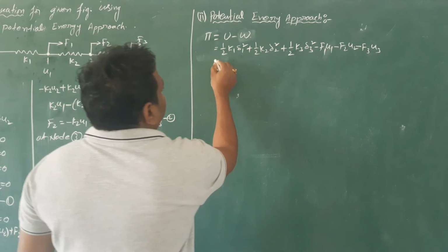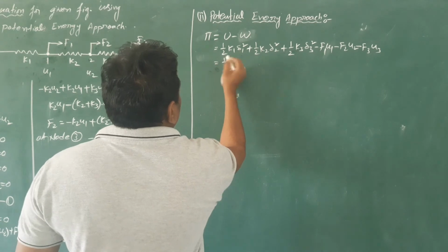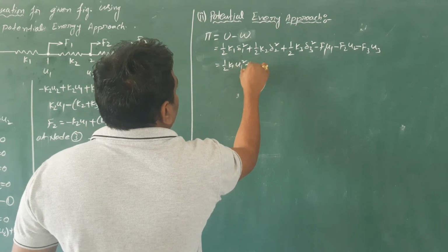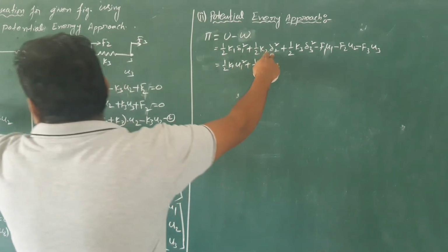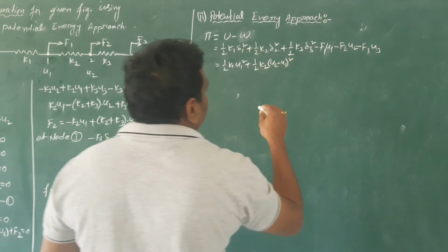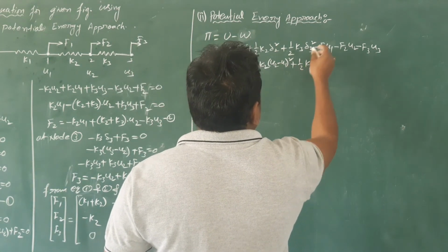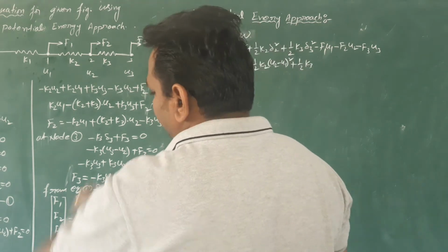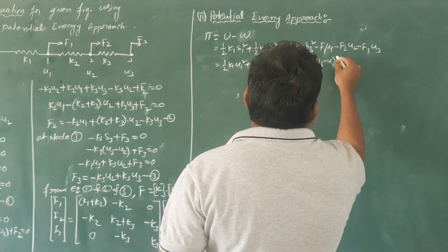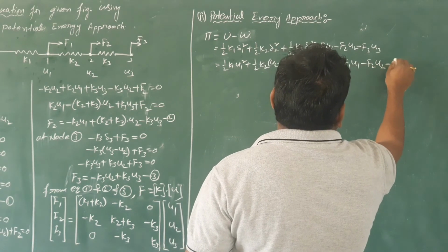So finally we got this equation. Now substitute all these delta 1, delta 2, delta 3. Delta 1 we know: half K1 U1 square plus half K2, where delta 2 means U2 minus U1, whole square, plus 1 by 2 K3, where delta 3 means U3 minus U2, whole square, minus F1 U1 minus F2 U2 minus F3 U3.